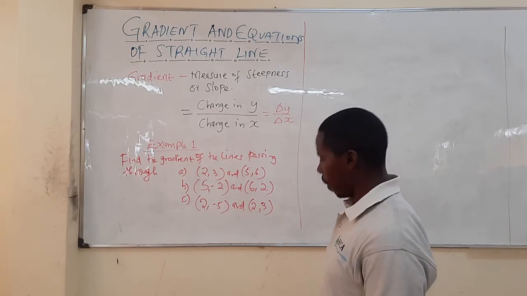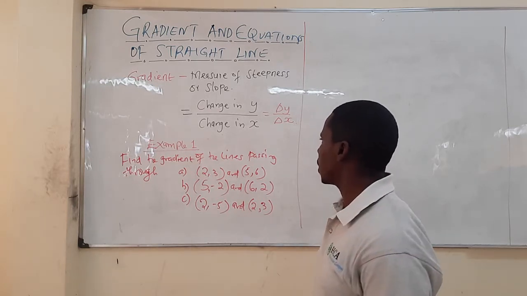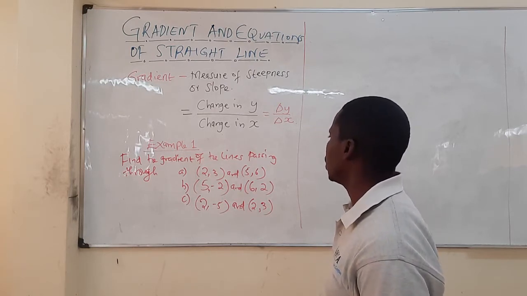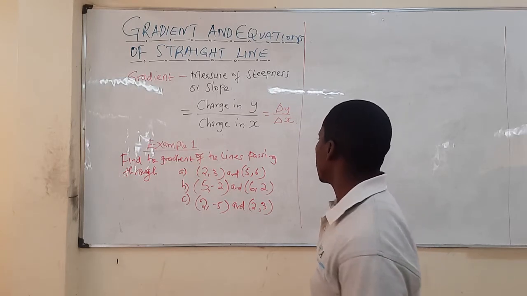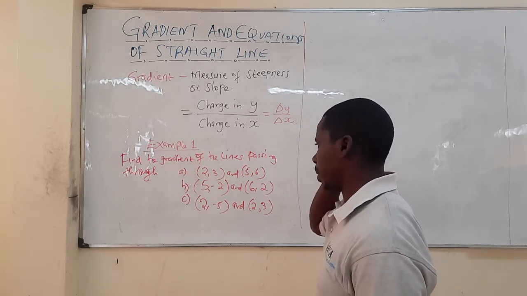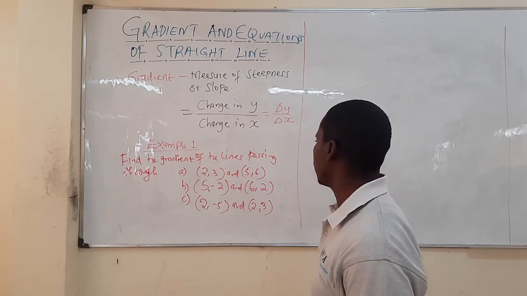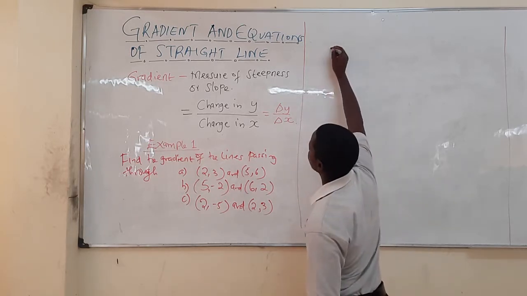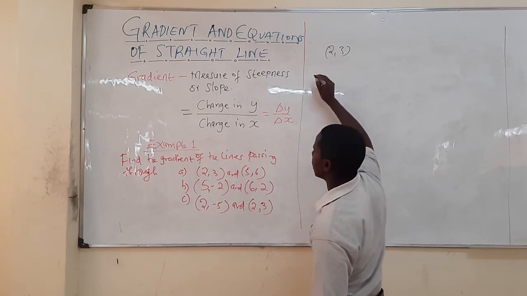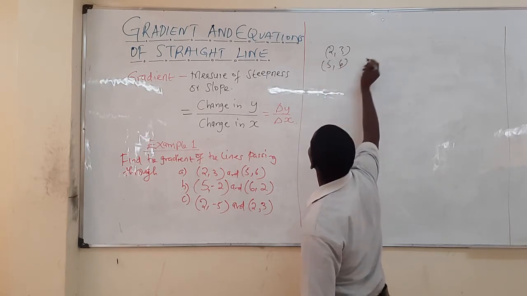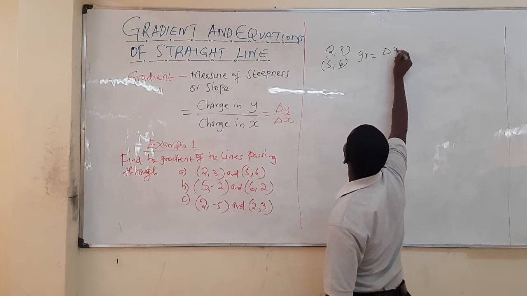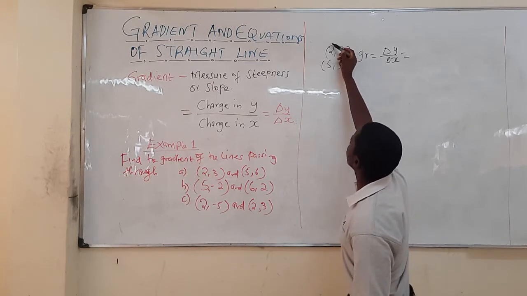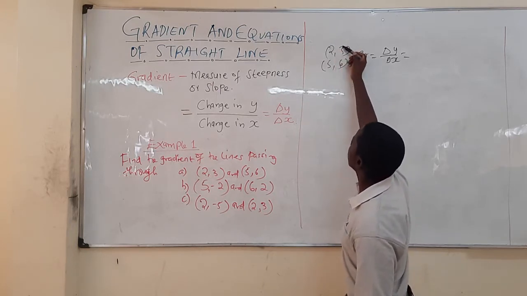We have a question, example 1: find the gradient of the lines passing through A, (2, 3) and (5, 6); B, (5, -2) and (6, 2); and part C, (2, -5) and (2, 3). So let's start with the first one, part A. We have a line that is passing through points (2, 3) and (5, 6). We want to get the gradient, and the gradient is given by the change in y over change in x. In this case, these values are x values, and these are y values.